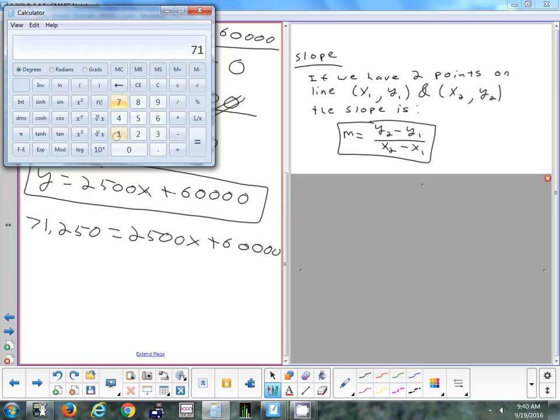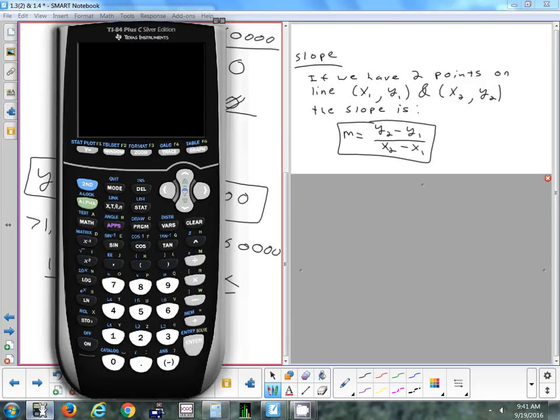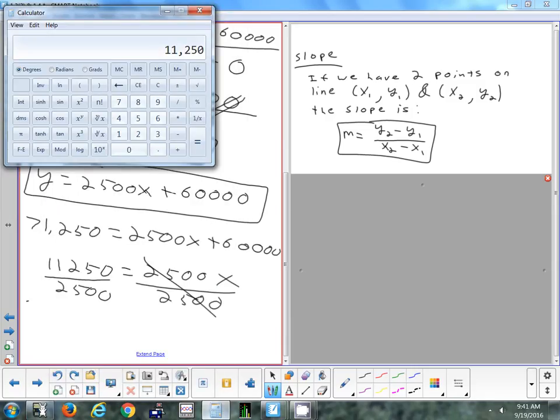Subtract the 60,000. That leaves me with 11,250. And what's my last step to get x by itself? Yep, divide by 2,500. And once I do that calculation, I will know at what point in time the house was worth the amount of money they're asking me for. So 11,250 divided by 2,500, about 4.5 years after it was purchased.